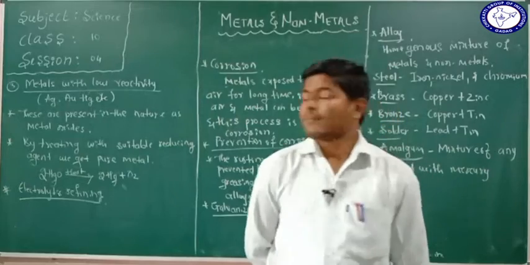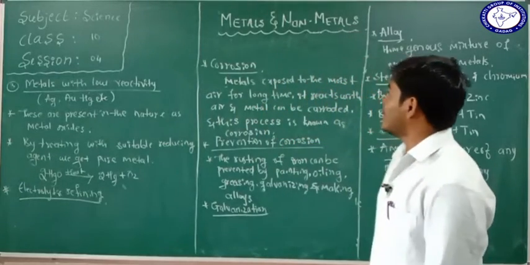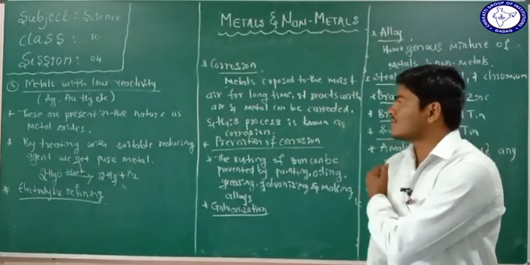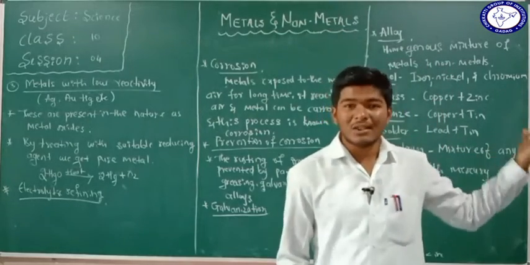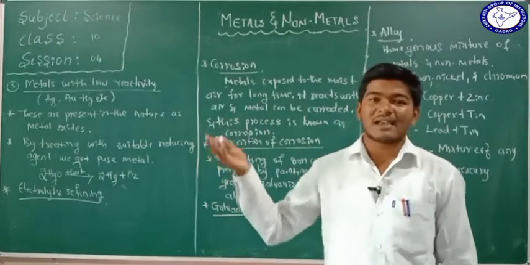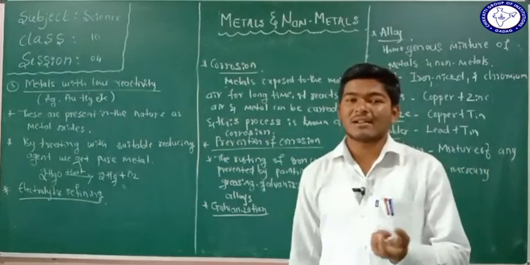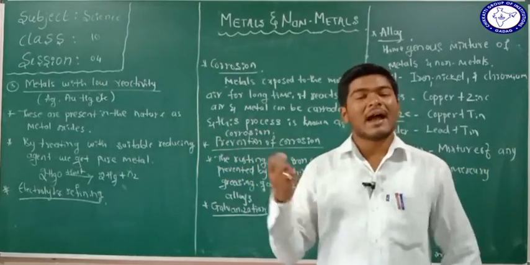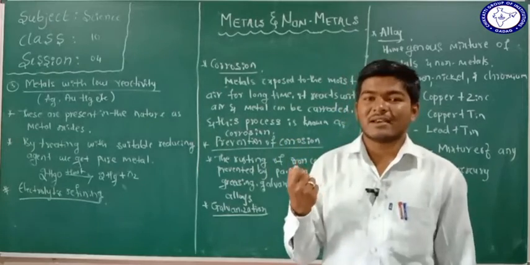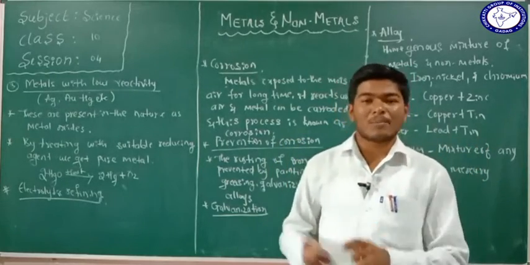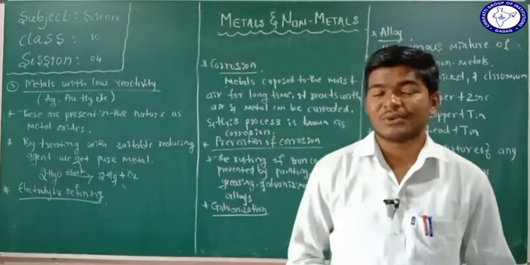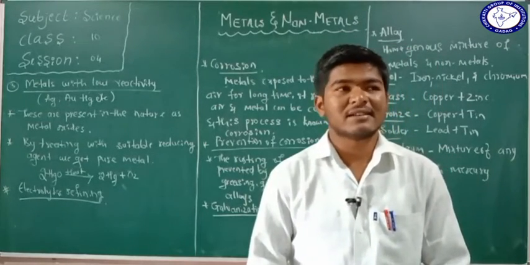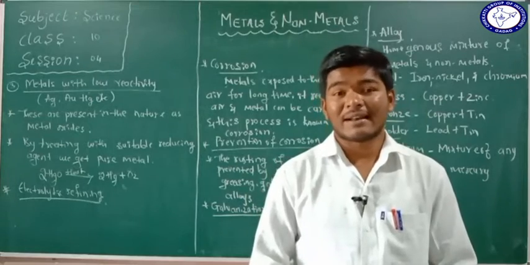And this completes another important lesson, metals and non-metals. In this lesson we discussed what the uses of the metals are, how we make alloys, what the uses of the non-metals are, and also how metals and non-metals react with acids and bases, and also the physical and chemical properties of the metals and non-metals. In the next session, we are going to continue with the next lesson, the magnetic effect of electric current.